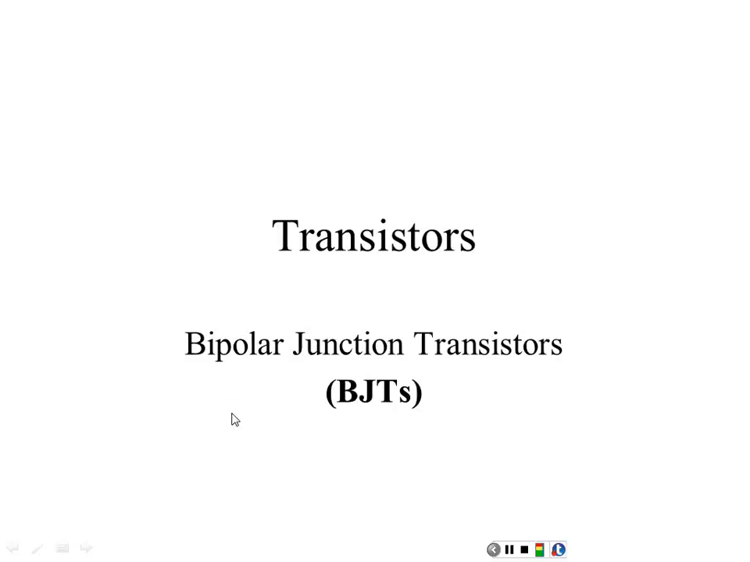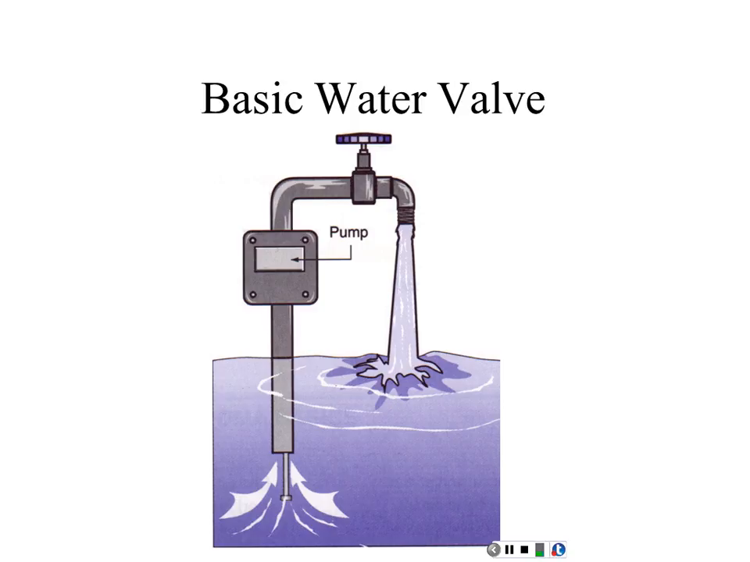The good old bipolar junction transistor, or BJTs. These are the first transistors that we'll look at. So we talked about this last class: a transistor basically operates on the same principle as a water valve, right? So we've got a power source somewhere. Of course, in a water system, the power source is the pump.